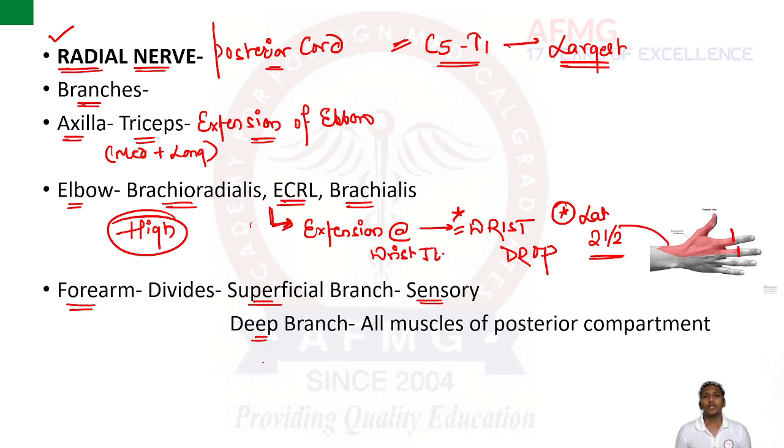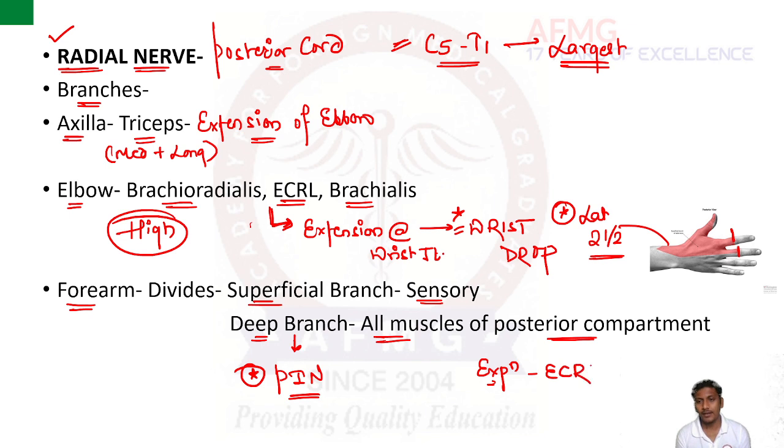Next, if I talk about the deep branch of the radial nerve, which is known as your posterior interosseous nerve or PIN. Okay, so the deep branch of radial nerve is known as posterior interosseous nerve. This is a motor branch and it is responsible for innervation of all the muscles of the posterior compartment of the forearm, except for, okay, please remember, except for the extensor carpi radialis longus, and the brachioradialis muscle and the anconeus muscle.